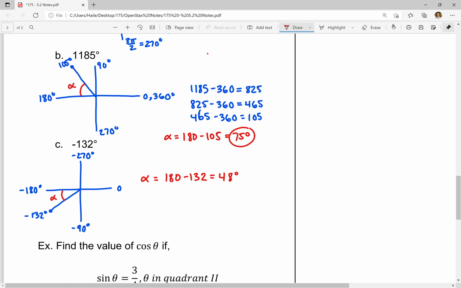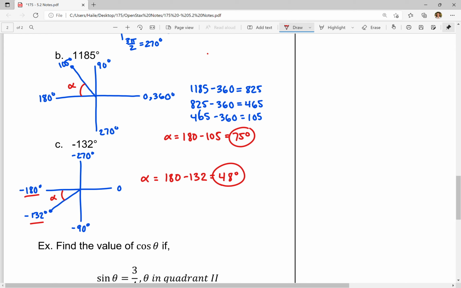So notice that our reference angle is going to be a positive value. Okay, so reference angles are always going to be positive values. You'll never have a negative reference angle. So even though our angles here were negative 180 and negative 132, I still treated them like they were positive angles and just subtracted them. Okay, so that's important to get through your head. Okay, so we're done with reference angles.